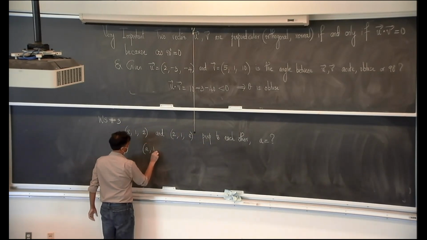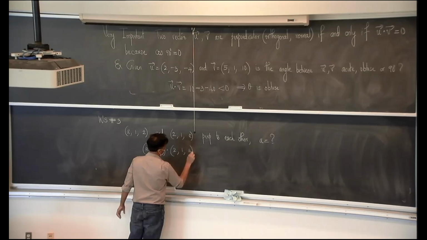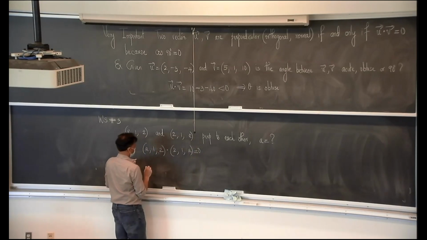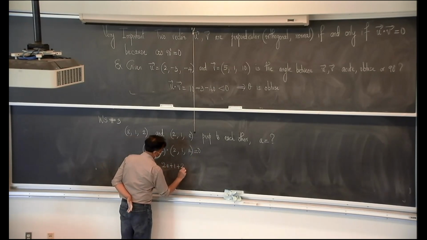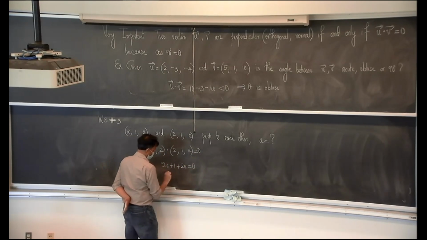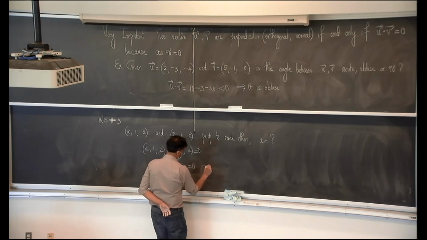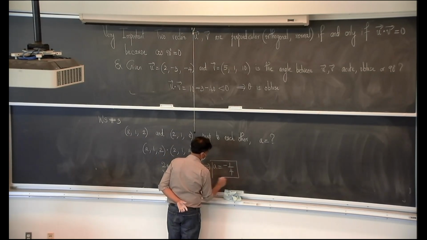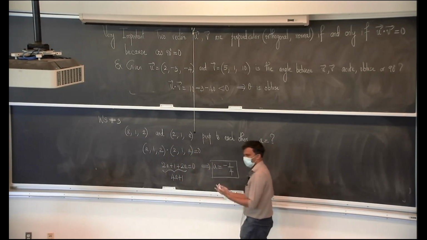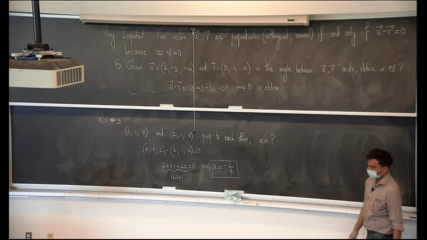So (A, 1, 2) dot (2, 1, A) equal to 0. So 2A plus 1 plus 2A. So that's 4A plus 1. So A is -1/4. Okay, so just make use of that concept of two vectors being perpendicular.